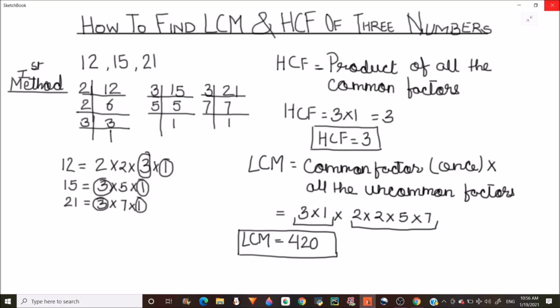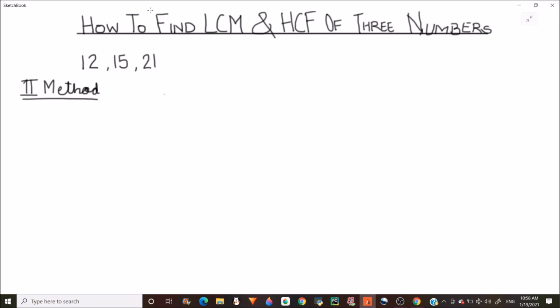Now let's find out the LCM and HCF of the three numbers by a second method where we are going to find the factors of the three numbers by dividing them together. So let's move on to our second method. So now in this method we are going to divide all the three numbers together. So we'll write the three numbers together like this.